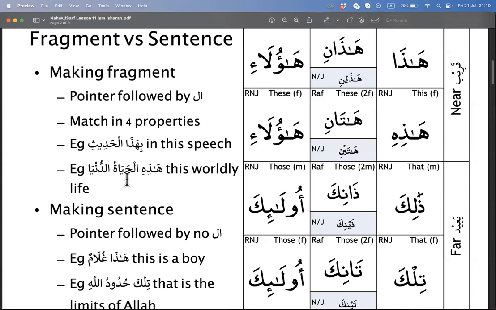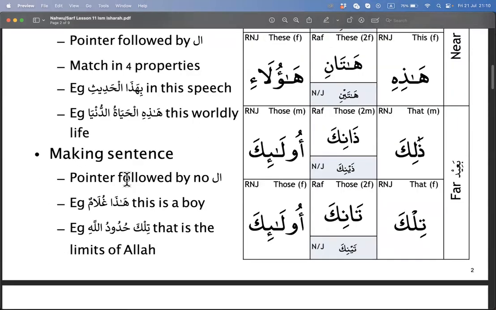So a fragment is Ism Isyarah plus al. If you want to make a sentence, then Ism Isyarah will be followed by no al. For example, hadha ghulamun. This boy. But it's a sentence, so later we will do sentences. You add an is here. So this is actually a boy because it's tanwin, right? A boy, singular. So you add an is there. This is a boy.